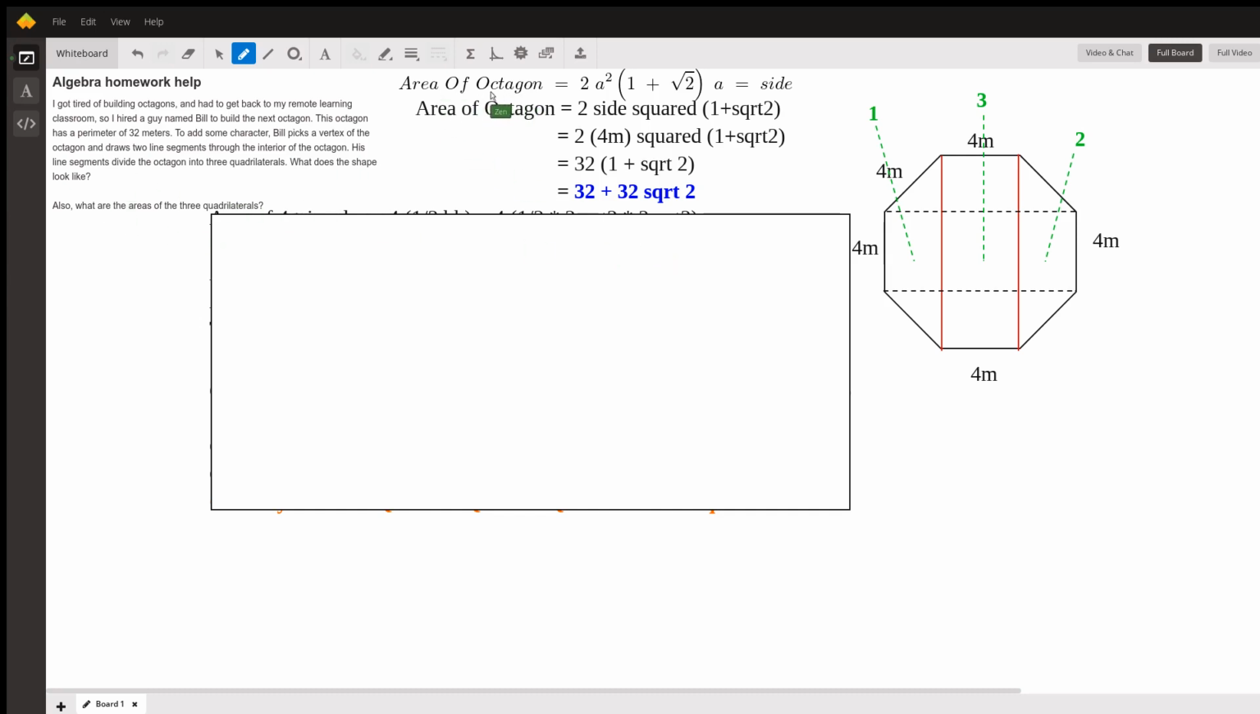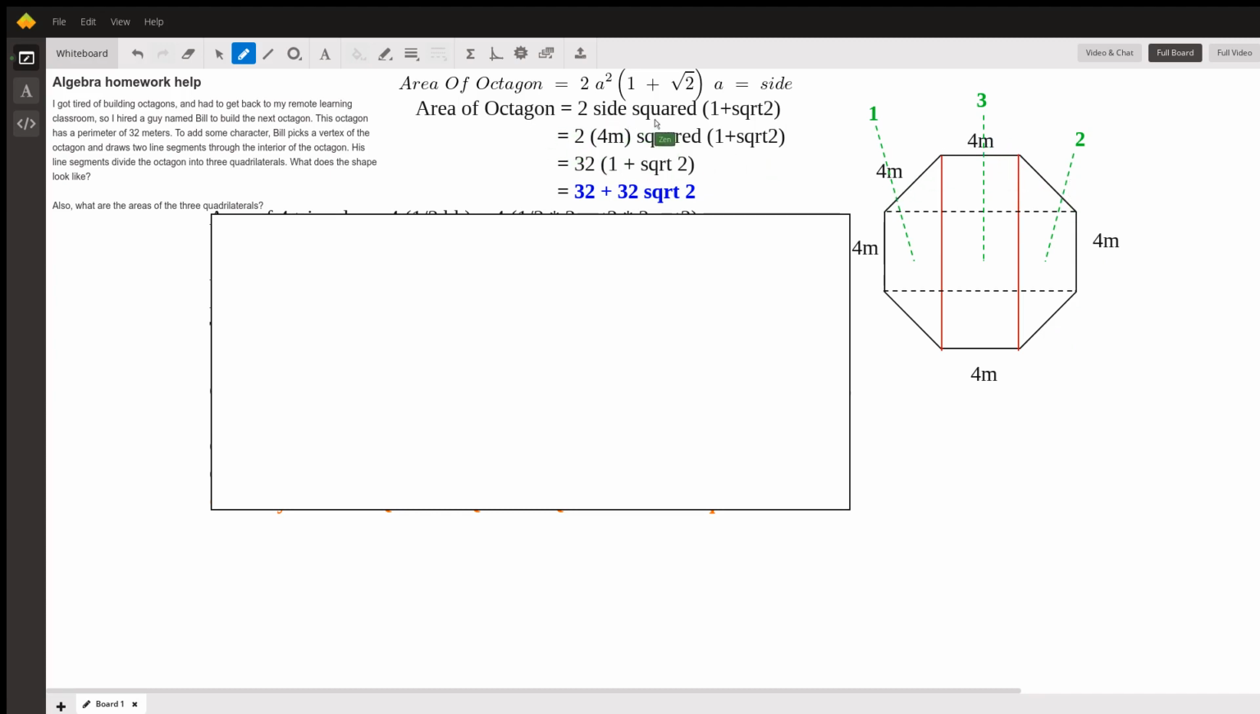The area of an octagon is given as 2a squared times (1 plus the square root of 2), where a equals any side. Now, in this problem, we're given that this octagon has a perimeter of 32 meters. That means 8 equal sides equals 32 meters. So in order to get an individual side, you divide 32 by 8, and of course, you come up with 4 meters, each one of the sides.